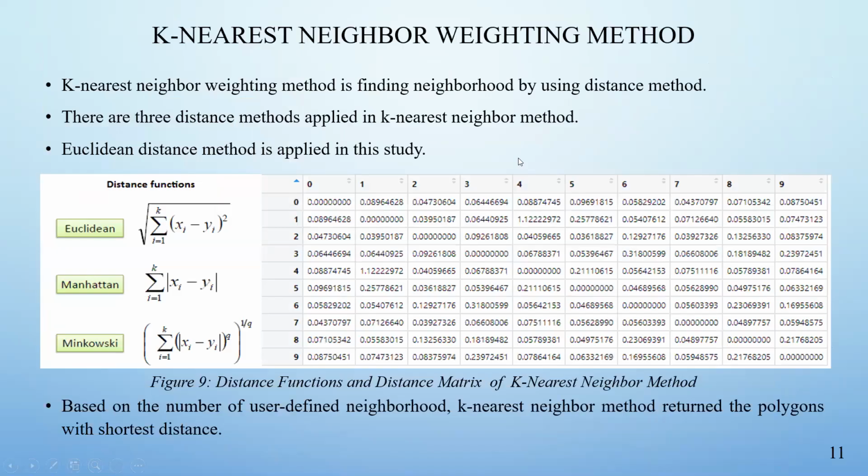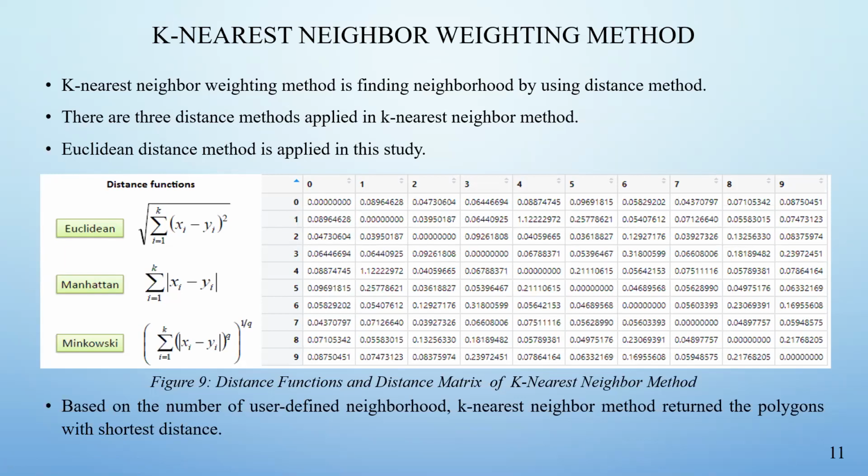Okay. I use the k nearest neighbor weighting method. It is used to find the neighborhood by using a distance method. There are a lot of distance equations, and the most popular ones are the Euclidean, Manhattan, and the Minkowski. Those are different based on what you want to use.